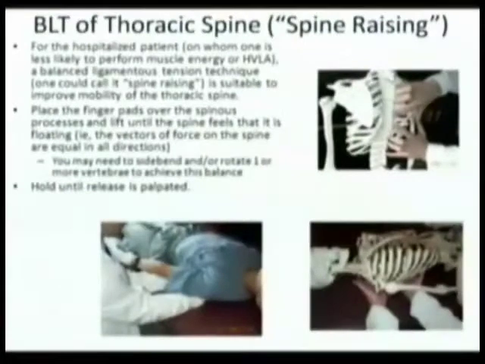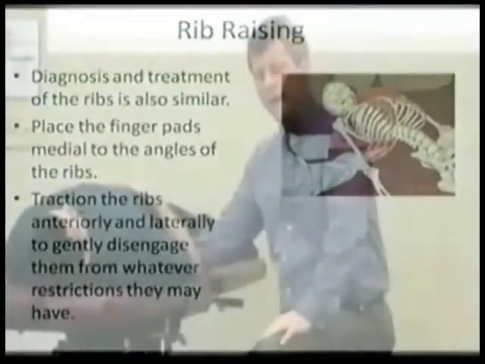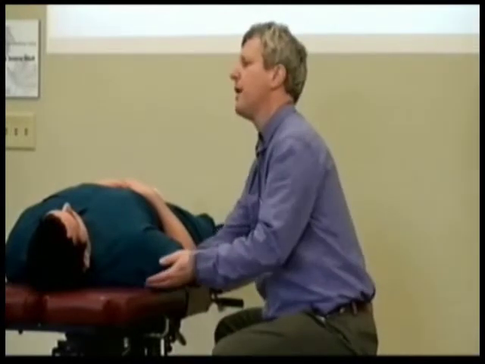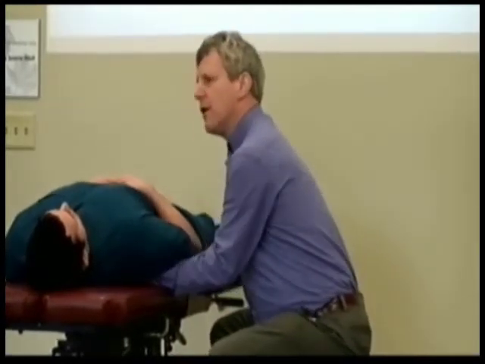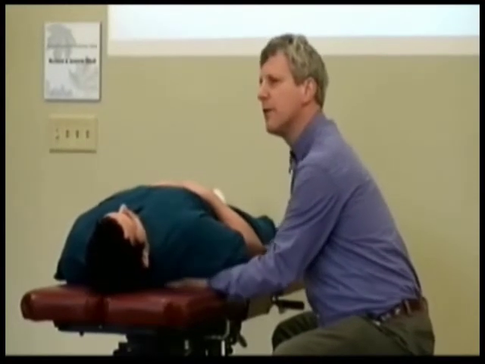So spine raising is the treatment. Rib raising everybody knows about, and the diagnosis is the same principle. And frankly, I would do the spine and rib diagnosis first and the treatment afterwards, but just for exposition purposes, I'm separating them. So you would spring the ribs. You're just putting your fingers on the angle of the ribs and you're springing them upwards.